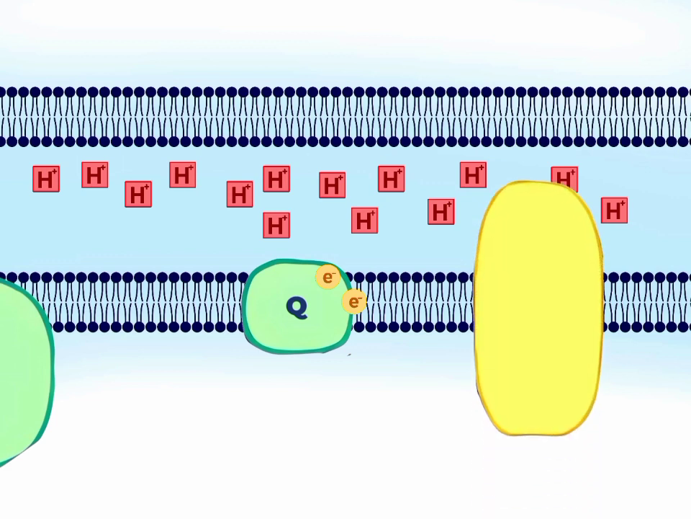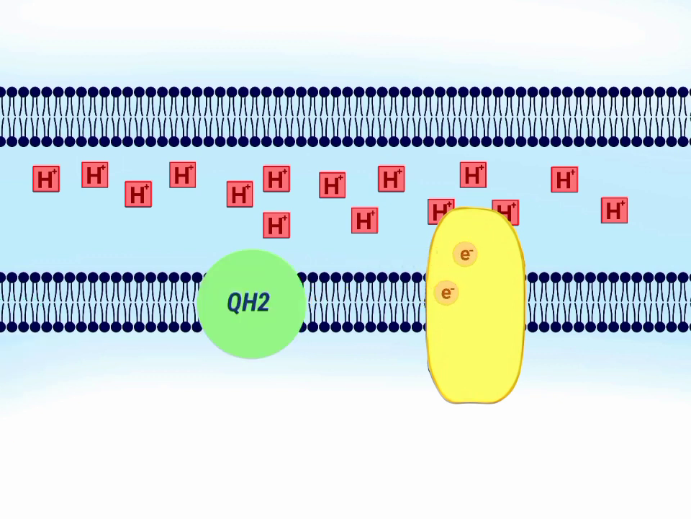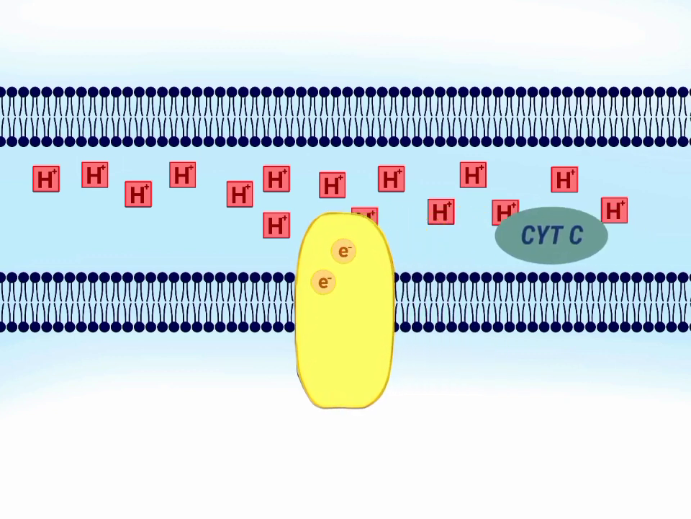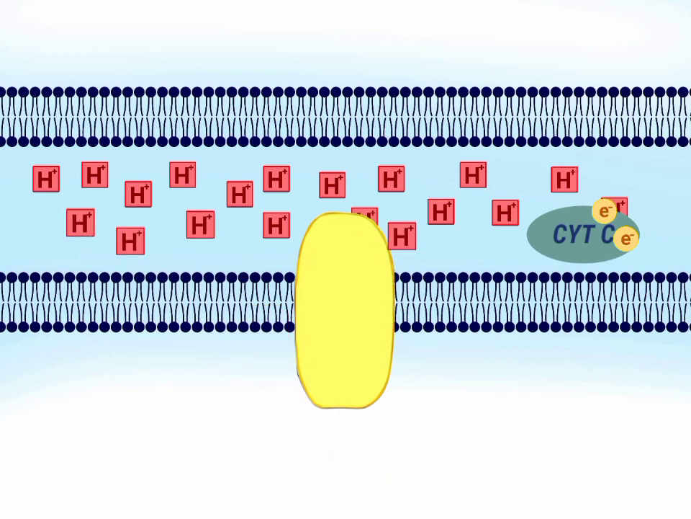Complex 3, also known as cytochrome C reductase or Q cytochrome C oxidoreductase, is the third protein complex in the electron transport chain. It receives two electrons from the ubiquinone, which is reduced to ubiquinol, QH2. Complex 3 transfers electrons to another mobile electron carrier called cytochrome C, or Cyt C, which is a small protein attached to the outer surface of the inner membrane. In this process, it pumps four protons from the matrix to the intermembrane space.